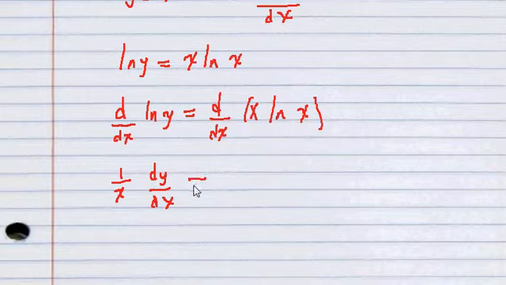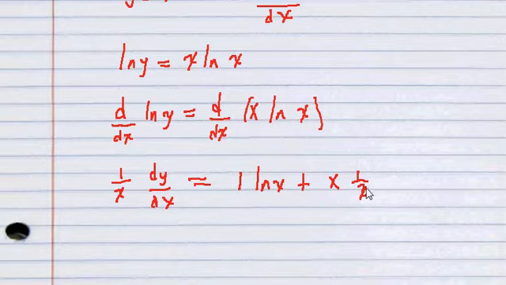And now over here, I have to go through the product rule, sorry. So I'm going to do the derivative of the first, which is 1, times ln x. The derivative of x with respect to x is just 1, then plus x times the derivative of ln x. But the derivative of ln x, as I said before, is equal to 1 over x.